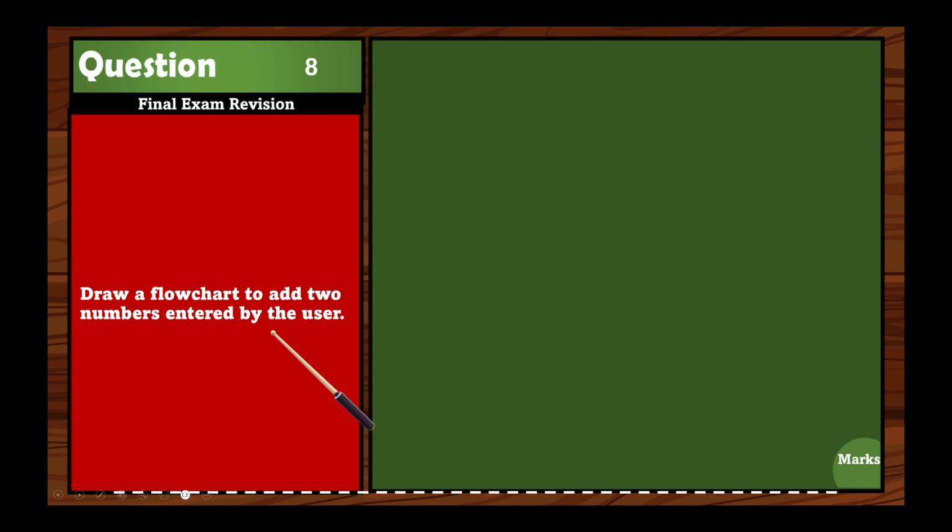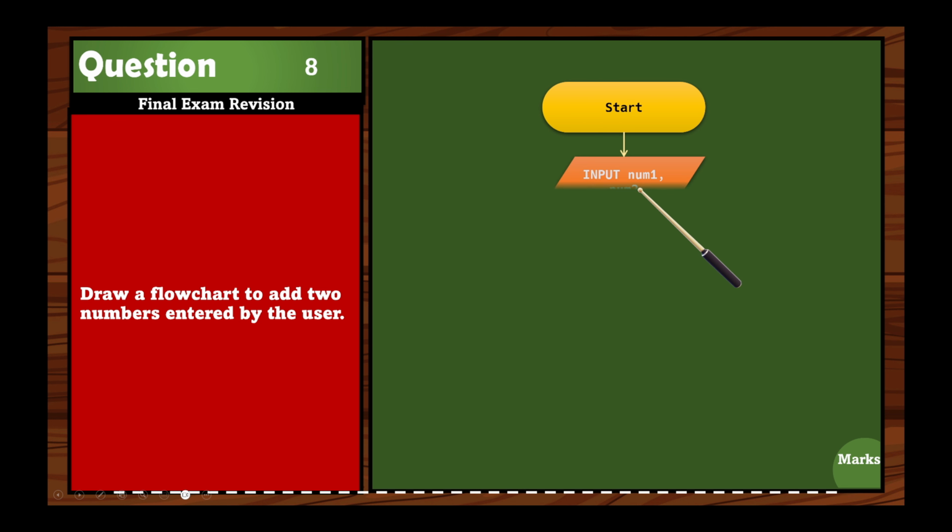Okay, draw a flowchart to add two numbers entered by the user. So how can we draw a flowchart? First of all, we know that it starts with this shape. And then we need to ask a user to input two numbers, so we can say input number 1 and number 2. Then we need to do what? We need to add them together.